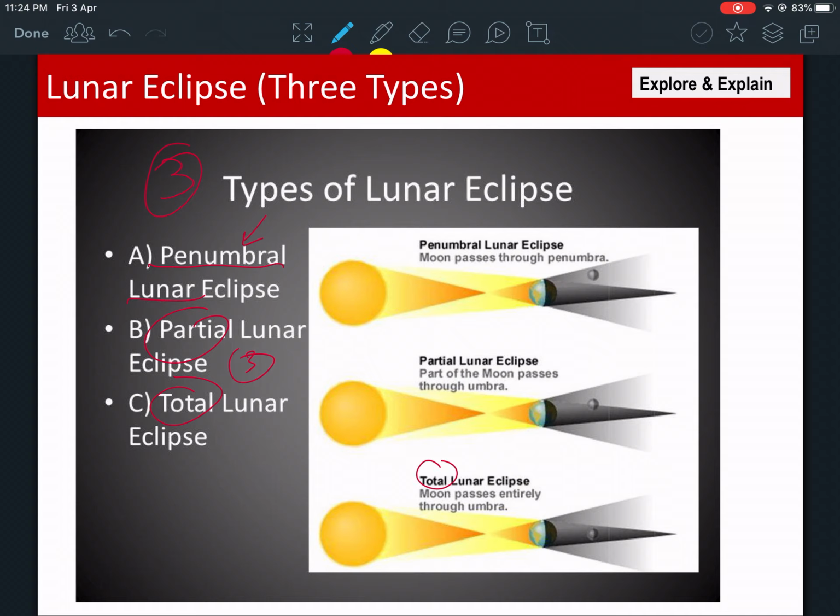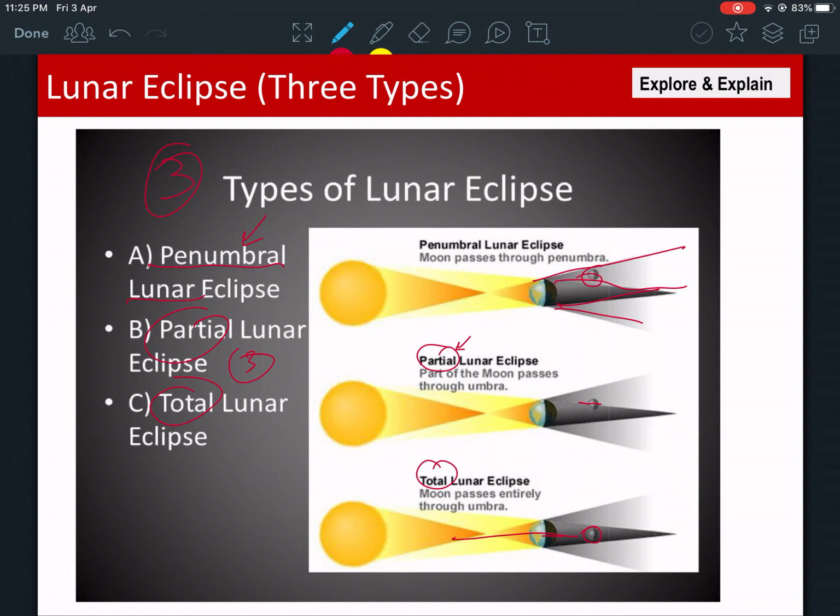So this is the total. It's when the moon is right over here, and it's completely being blocked from the sun by the earth. Partial is when the moon is over here, and it's not completely being blocked. Some part of the moon up here is not blocked from the sun. That's why it's partial. Penumbral is when the moon passes through this area over here. This is called penumbra.